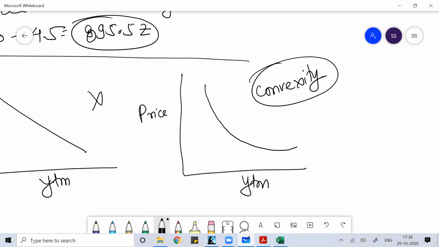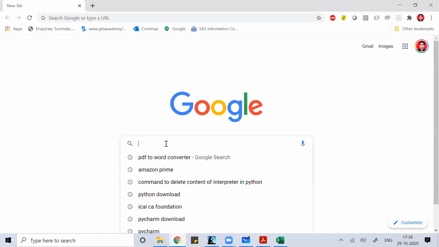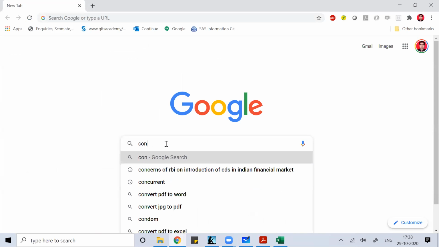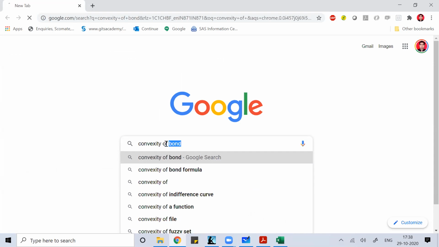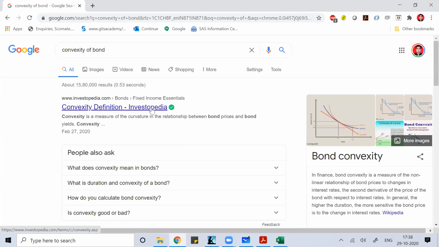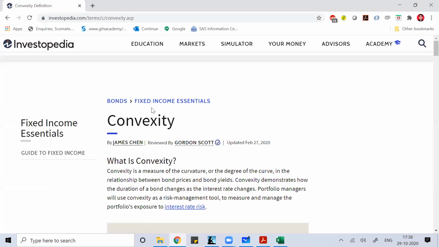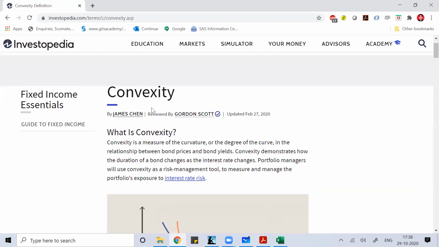Convexity is very important from an exam point of view. This is the theory part, so define convexity of the bond, all that is theory. For exam point of view, it is important for you. So convexity, convexity of bond, is a very important term. So you can see this. What is convexity?